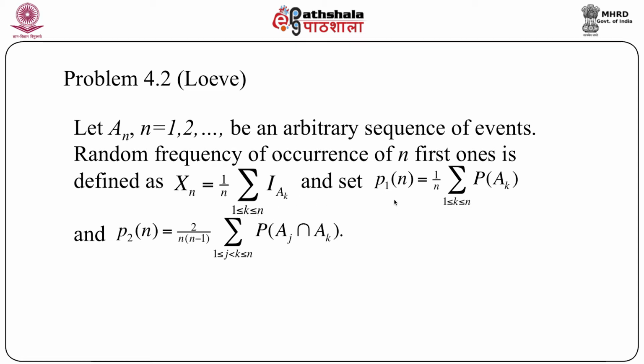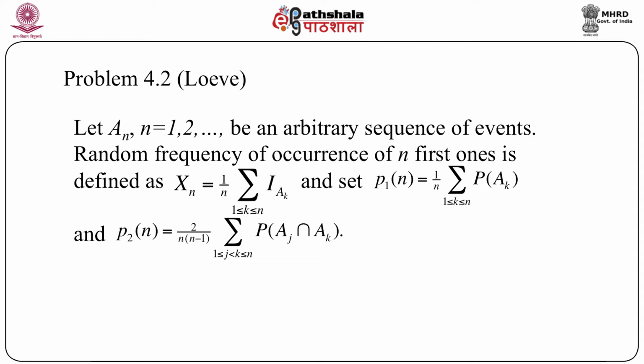let us set two quantities. One is p1n, which equals 1 by n summation k equals 1 to n probability of Ak, and p2n equals 2 by n into n minus 1 into the summation over 1 less than or equal to j less than k less than or equal to n of probability of Aj intersection Ak. Now one thing I should point out here is that probability of Ak can be interpreted as expectation; in fact it is exactly equal to expectation of the indicator of Ak. Similarly, we can have an expression for probability of Aj intersection Ak in terms of expectation of IAj and IAk.